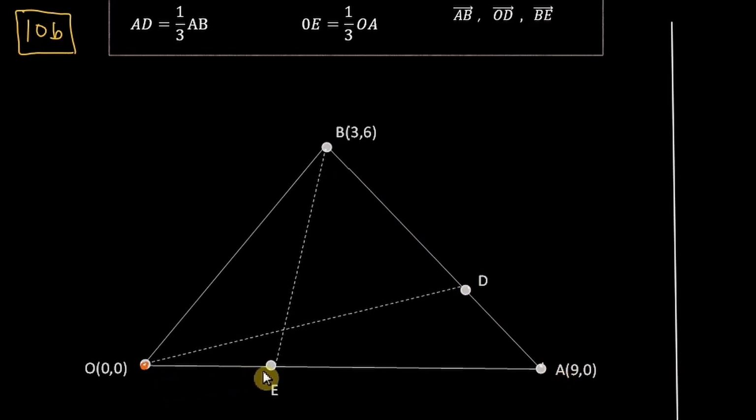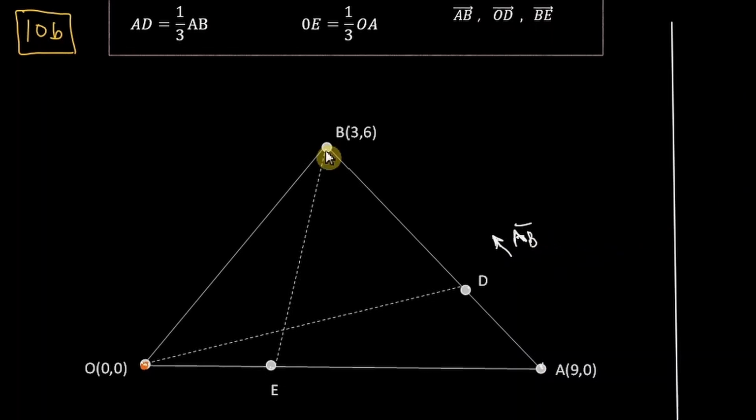Similarly, OE is given as 1/3 of OA, and it has the same meaning. The distance between 0 to E is 1/3 of the distance between 0 to A. That is all that means. So we need to use a vector method to determine AB. So we need to find the vector AB. If you notice, AB is going in this direction.